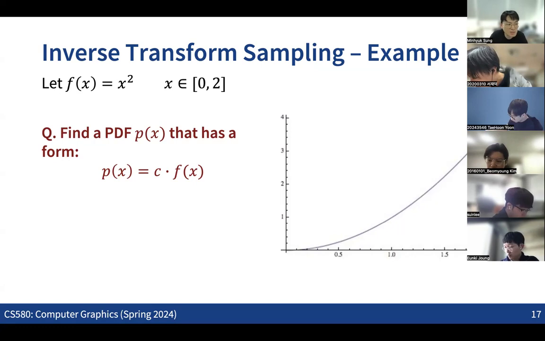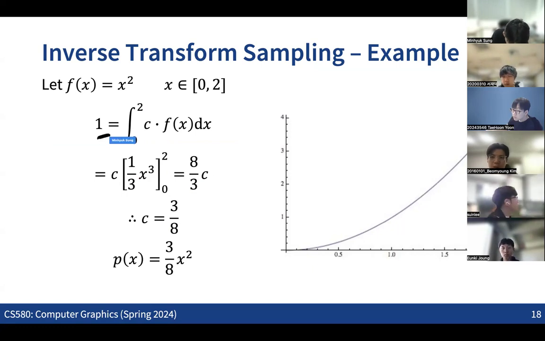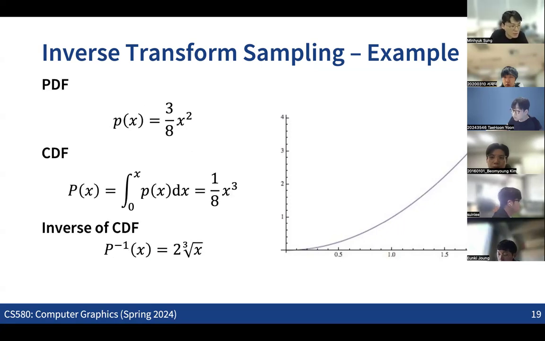Yeah, so this is just a simple case where we have such a p(x). The ratio C can be easily calculated by making the integral of this function equal to 1, right? Then we can easily see that C becomes 3/8. Then we obtain p(x) like this. And this is obviously a function for which we can easily calculate the CDF as well. So the CDF becomes 1/8 of x cubed. And the inverse of the CDF will be defined like this.